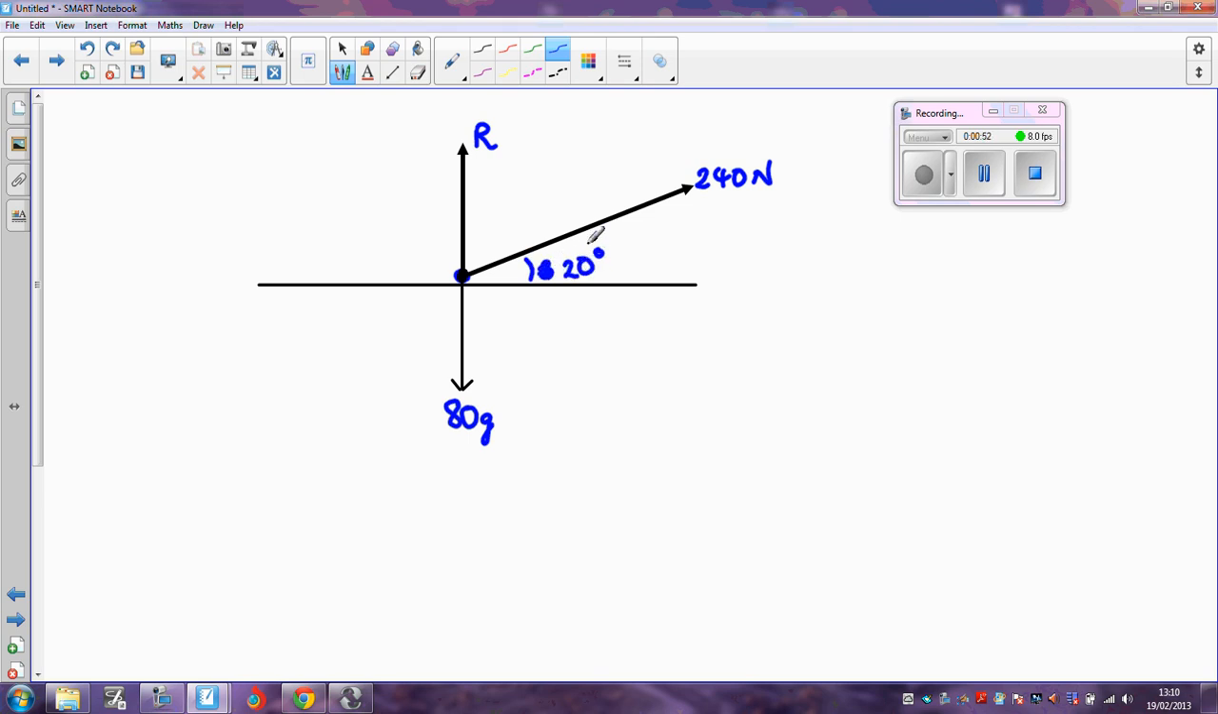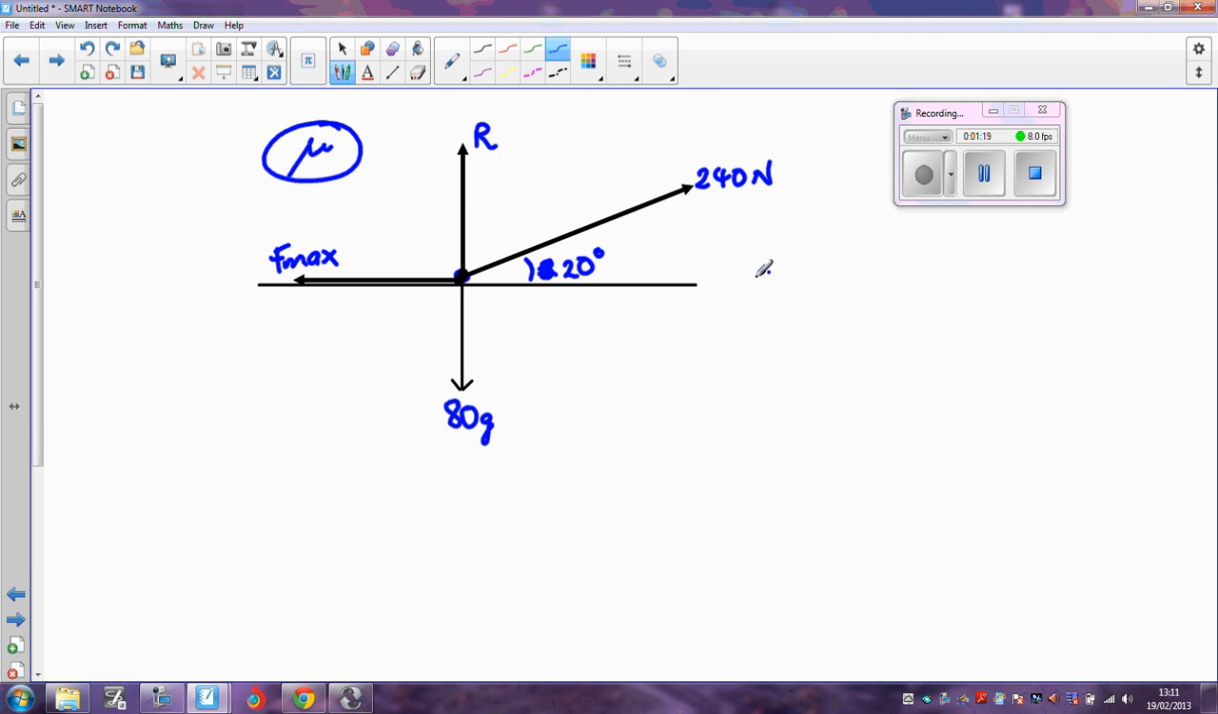Now we're also told that the log is on the point of moving. Now, if it's on the point of moving, being pulled to the right, it means that the frictional force must be acting to the left, and because it's about to move, that frictional force must be a maximum. So I'm going to show that as going towards the left here. We have got the maximum frictional force, and the question asks us to calculate mu.